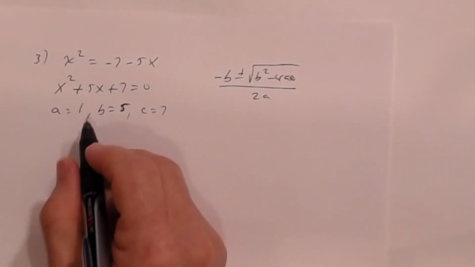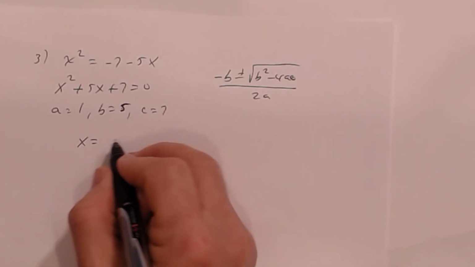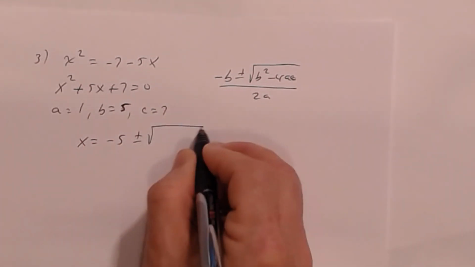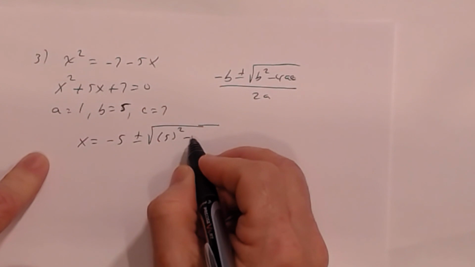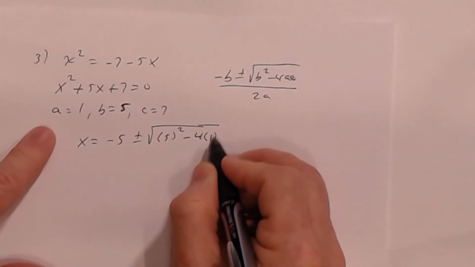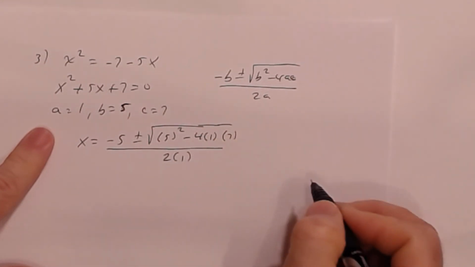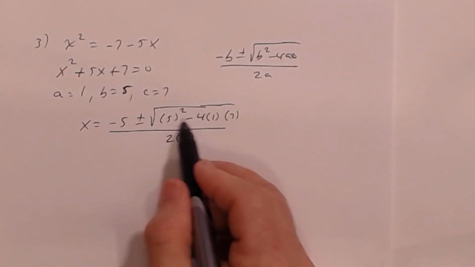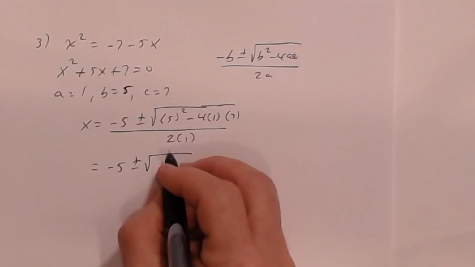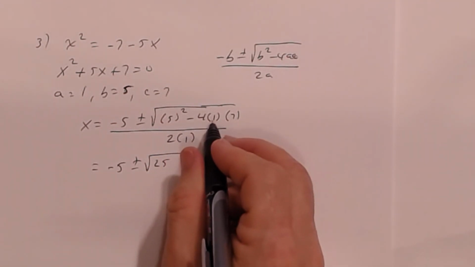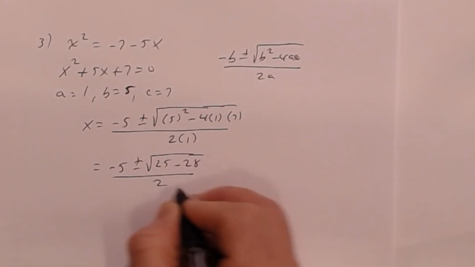Okay, let's substitute now. So I get x equal, your variable is x, so x equal the opposite of b. Well, b is 5, the opposite of 5 is a negative 5, plus or minus the square root of b, which is 5. Notice I put that in parentheses, minus, and then 5 squared, minus 4 times a, which is 1, times c, which is 7, all divided by 2 times a, and a is 1. Simplifying the radicand, I get negative 5, plus or minus the square root of 5 squared is 25, and negative 4 times 1 times 7 is negative 28, all divided by 2.